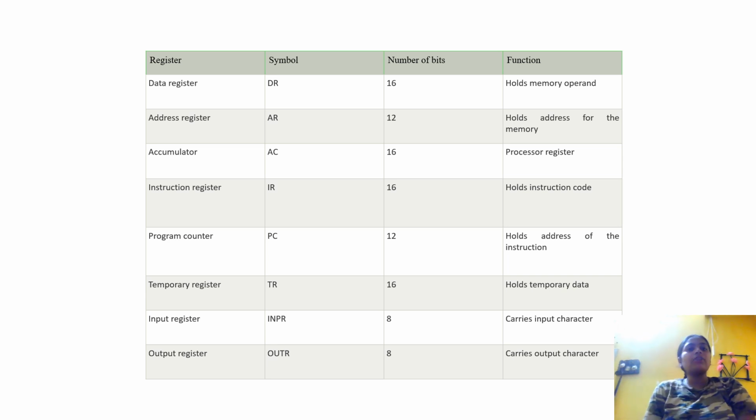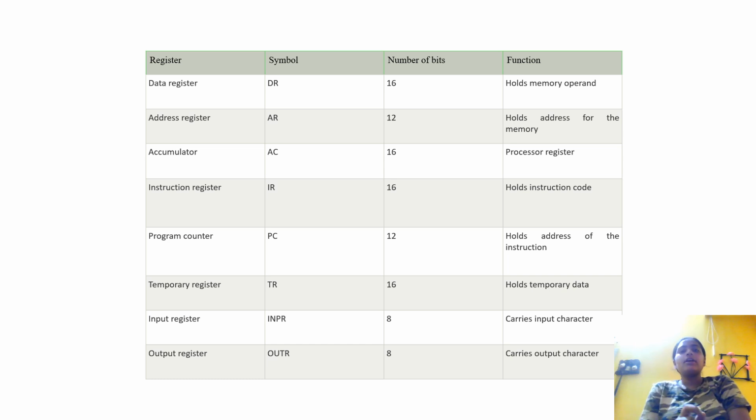Coming to the instruction register, it is represented as IR. This is the most common register we have used in computer science. Its number of bits is 16. Its function is to hold the instruction code. Next, coming to the program counter, the symbol used is PC. It has 12 bits and holds the address of the instruction. Next, the temporary register, called TR. It has 16 bits and holds temporary data.